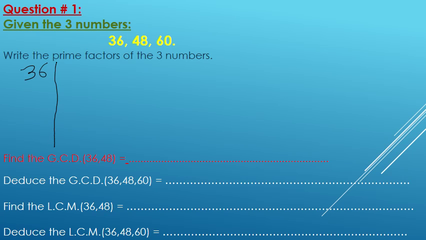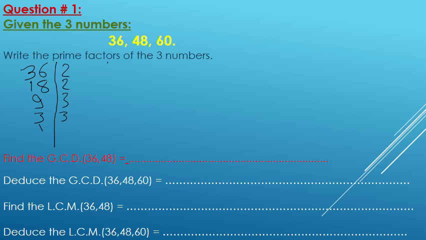Yes, Badia, we divide 36 by 2, it's 18. We divide 18 by 2, it's 9. 9 by 3 is 3. 3 by 3 it's 1. So the prime factors of 36 are 2 times 2 times 3 times 3.